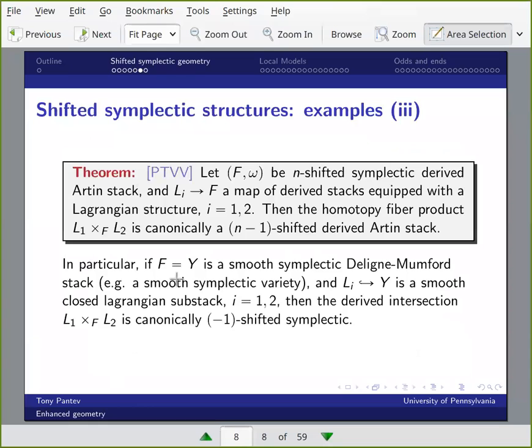And the Lagrangian intersection theorem tells you that if you have two Lagrangians in an n-shifted symplectic stack and you intersect them, then that intersection naturally carries an n-1 shifted symplectic structure. So intersecting two Lagrangians in an n-shifted symplectic space gives you an n-1 shifted symplectic space. So these two theorems actually give you a large supply of new symplectic spaces, and in fact tell you how to construct shifted symplectic structures on moduli spaces.